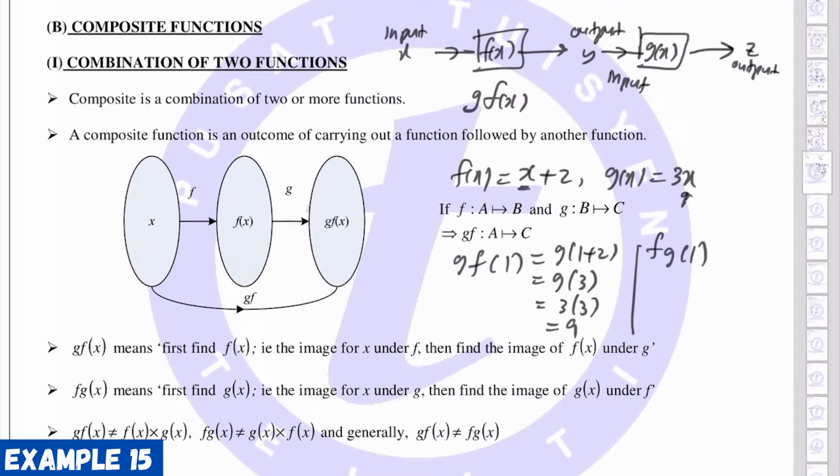fg(1) means we start by putting 1 inside your g(x) here. This is 3 times 1, which is f(3). Now I put the 3 inside your x here, you get 3 plus 2, you get 5. Notice the difference. The first one is substituting 1 inside f, and whatever you get, we put inside g. The second one is you substitute 1 inside g, and the output you put inside f.